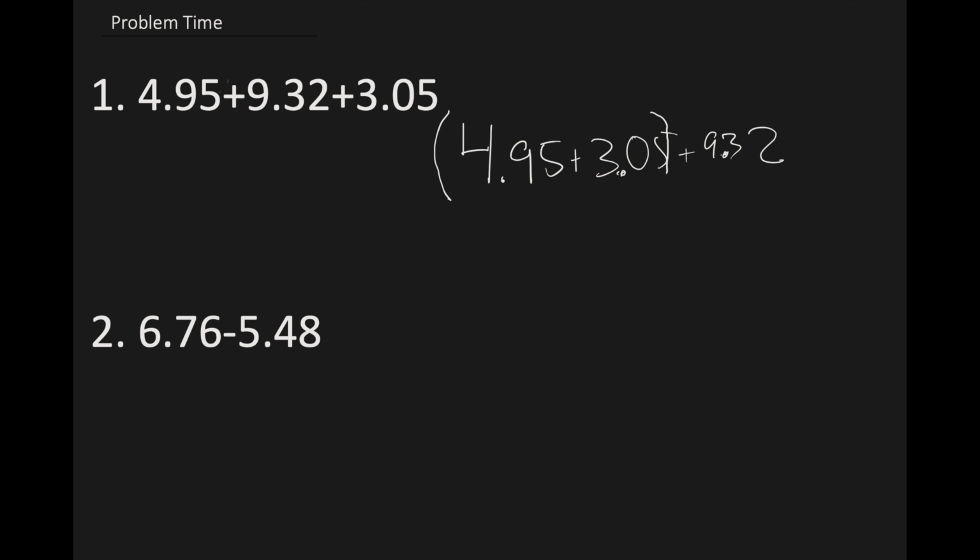So let's use the opposite color now. Let's use red for this. 4.95 plus 3.05 would be what? So 4 plus 3 is 7. 0.95 plus 0.05 is 1, so 8. Because 7 plus 1 is 8. Plus 9.32 equals, well, 8 plus 9 is 17. And that 32 gets carried down, so 17.32 is our answer. So I'm going to write down that answer in green. Equals 17.32. Big check mark there. So I hope you got that one right. And now we're going to move on to the next one.